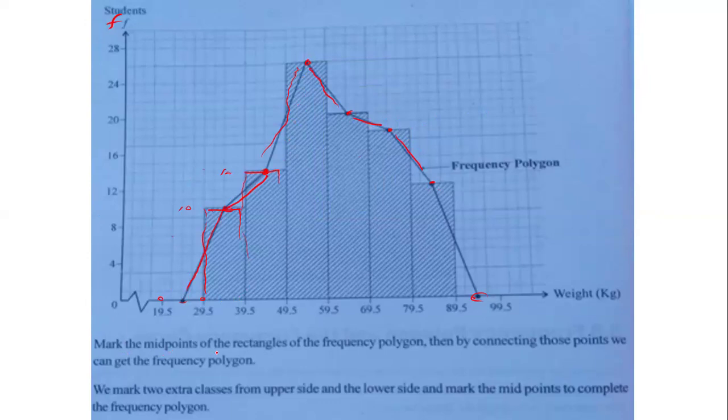Mark the midpoint of each rectangle for the frequency polygon. Then by connecting those points, we can get the frequency polygon. We mark two extra classes, from the upper side and the lower side. This is also important.